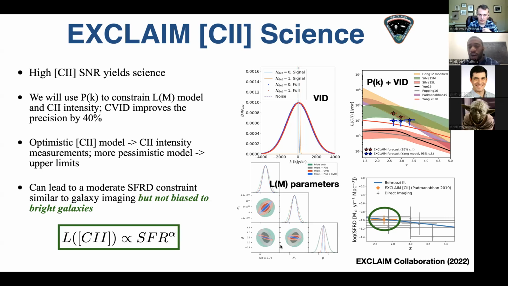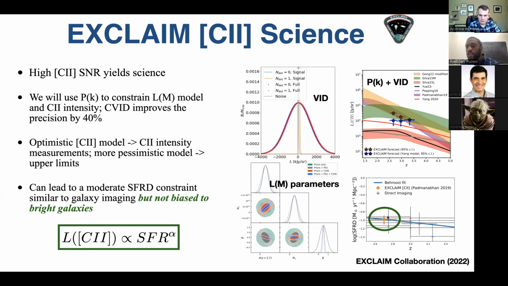Also, if you want to parameterize a luminosity halo mass relation, we should be able to detect that. These are some mock measurements based on the fiducial model of what we'd be able to detect for different parameters in that model. And one thing that's great is that if the more optimistic model is true, we could actually make a measurement of the star formation rate density, specifically at redshift 2.7.